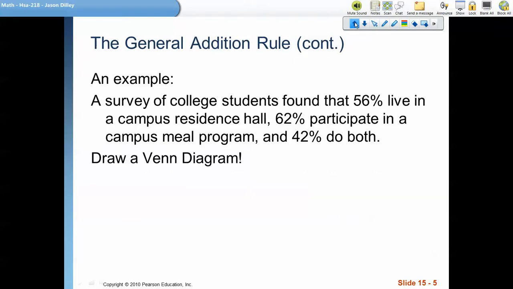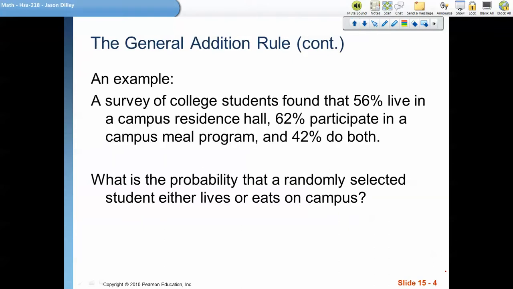No, I don't. That's weird. That's set up weird. So let's answer this question. What is the probability that a randomly selected student either lives or eats on campus? Not both. Right. Lives, so this is A or B.